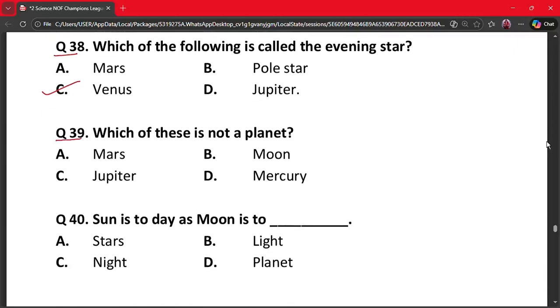Next question is question 39. Which of these is not a planet? A. Mars, B. Moon, C. Jupiter, or D. Mercury? The correct answer is option B. Moon is a natural satellite of Earth, not a planet. Therefore, option B is correct.